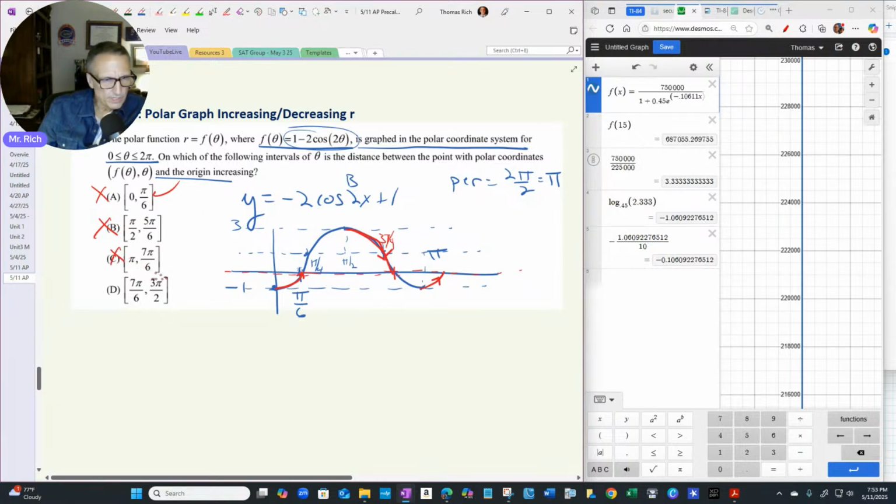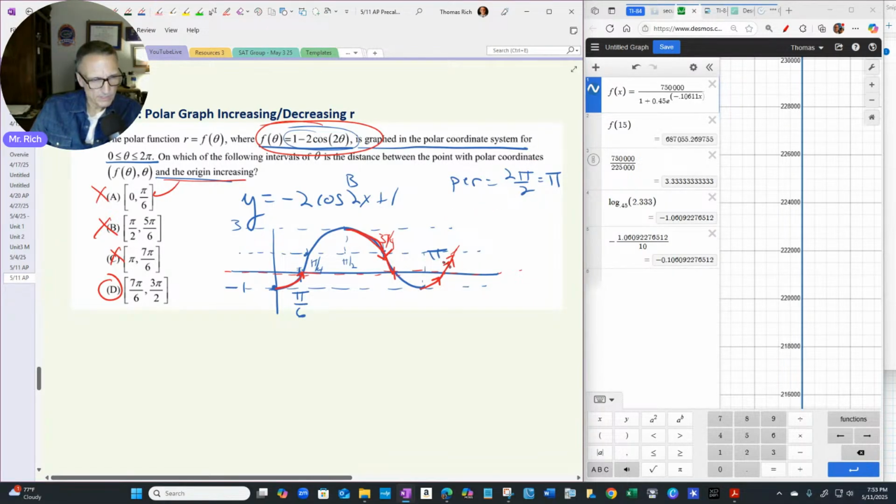Now, how about this one? 7 pi over 6 to 3 pi over 2, it would have to be moving away up here. So this has to be my answer D. I'm looking at when it's moving away from the x-axis right there. So that's going to be my answer. When you plot these functions in the xy coordinate system and you're trying to find out when the radius is increasing, you would have to be looking at a portion where, as you're moving left to right, you're moving away from the x-axis. And that has to be it here.